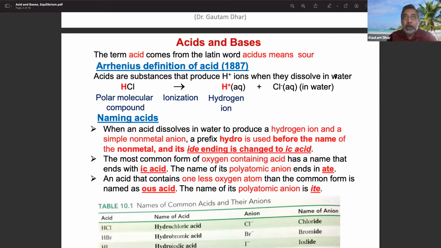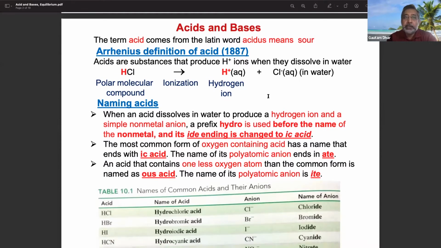So when you look at the Arrhenius definition, remember that it defines acid as substances that produce H+ ions. So these are the keywords: produce H+ ions when dissolved in water. And that's why HCl, which is a gas actually, is an acid when dissolved in water, because it can produce H+ ions.